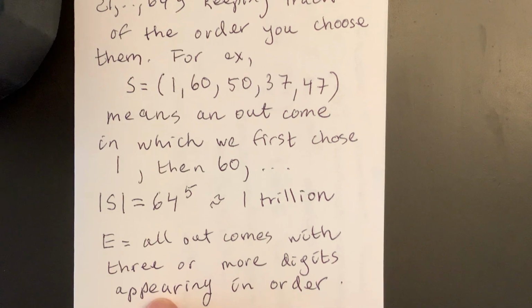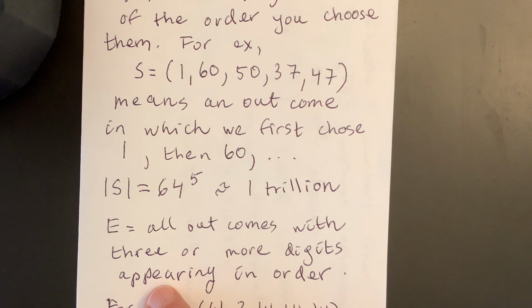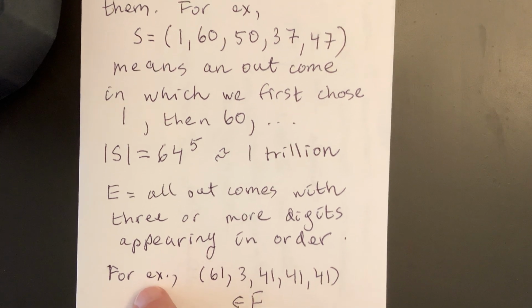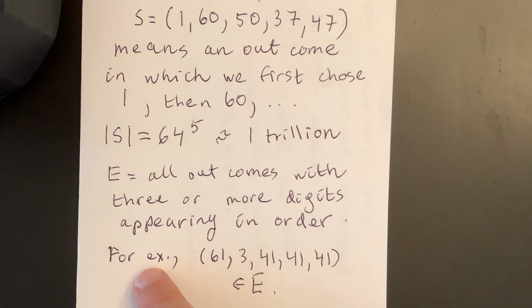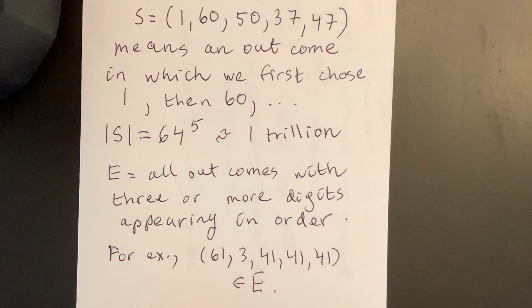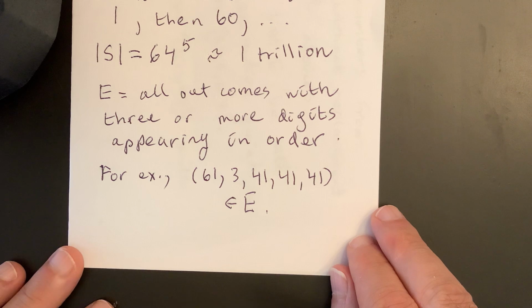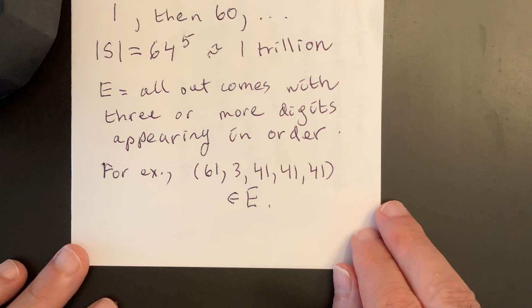etc. The size of this is 64 to the 5th, which is 2 to the 40th, so that's about a trillion outcomes. And if I say let E be the set of all outcomes with 3 or more digits appearing in order, for example, 61, 3, 41, 41, 41, then that is an event. Okay, so I can let E be the set of all of those. So S is obviously huge. E is also big.